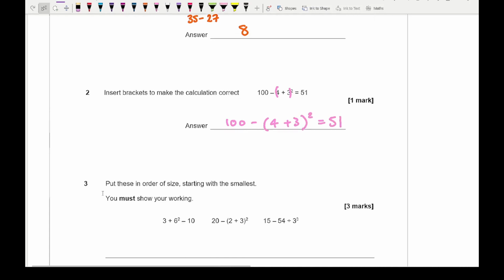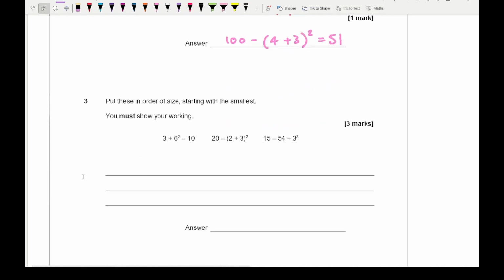Then moving on to question 3, it says put these in order of size, starting with the smallest. You must show your working out. Now for this particular question, I think there's a bit of a typo because they've not actually individually labeled these three calculations. So let's first of all do that. So we've got A, B and C.